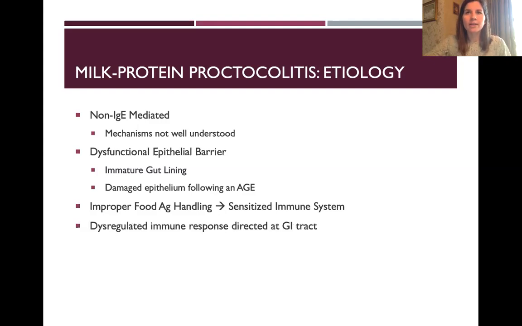So that upon repeat exposure to the cow's milk protein, and the body sees this antigen that the immune system has already been sensitized to, it leads to a dysregulated response that is primarily directed at the GI tract and ultimately leads to the colitis. If you were to look at it underneath a microscope, you often see patchy eosinophilic infiltration.